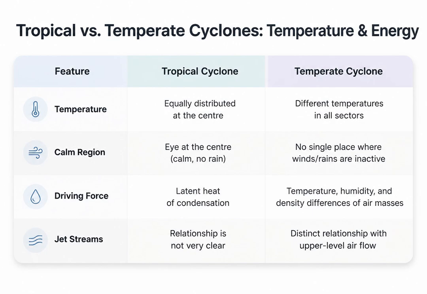Internally, these storms operate very differently. A tropical cyclone has an equal temperature distribution at its center and features a calm, rain-free eye. A temperate cyclone has different temperatures in every sector and lacks any calm region. It is active everywhere. The engine driving a tropical cyclone is the latent heat released by condensation, influenced and steered by upper-level jet streams, whereas the relationship between jet streams and tropical cyclones is much less direct.